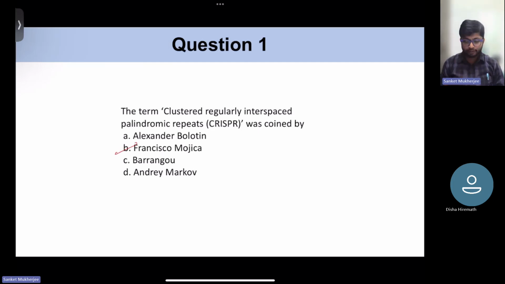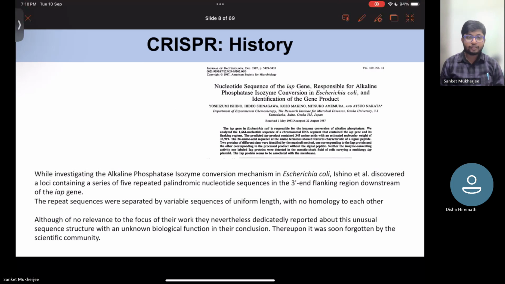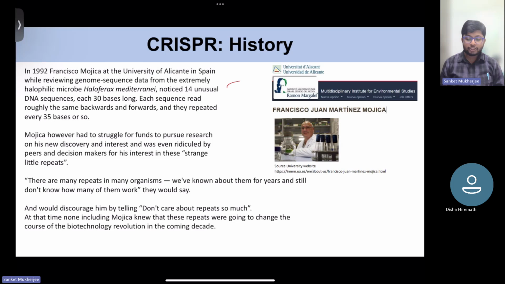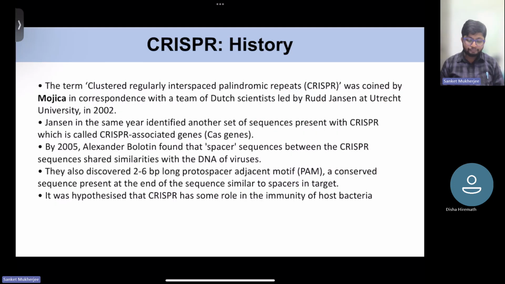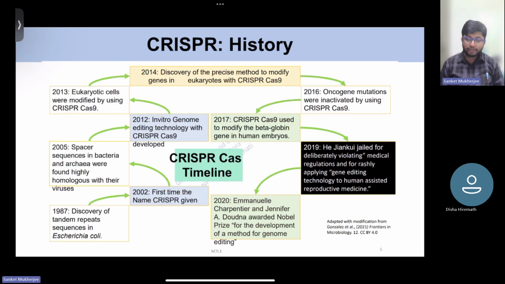So we have already read about CRISPR history, where while discovering the alkaline phosphatase gene in E. coli, there were several repeats which were found, right? And based on this, Francisco Mojica in 1992 also found certain repeats, and he termed these repeats CRISPR, clustered regularly interspaced short palindromic repeats, right? But as I already said, a lot of scientists ridiculed this work. They did not accept that these repeats would have any relevance. But anyway, we know the history part very clearly. This is the entire timeline that we have already discussed.